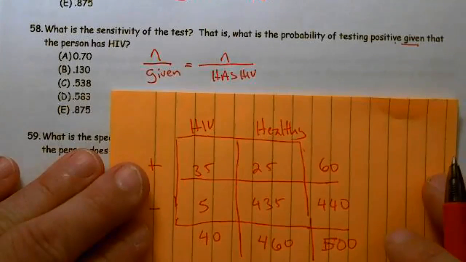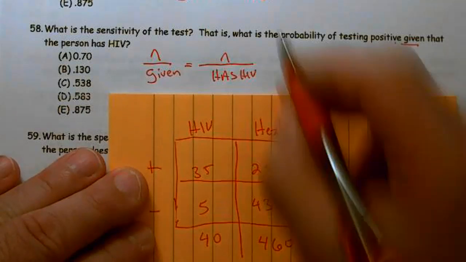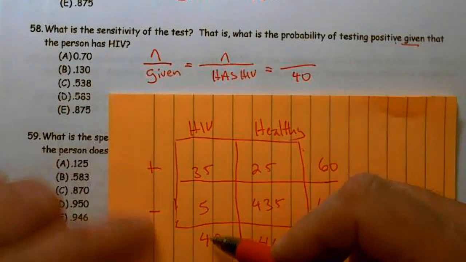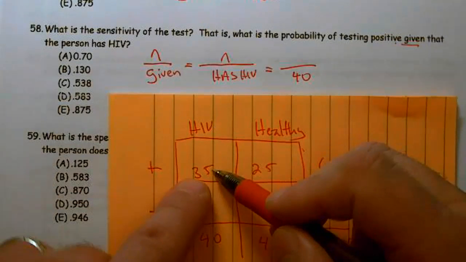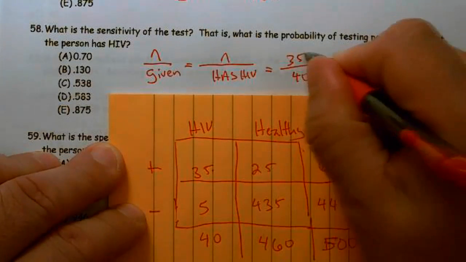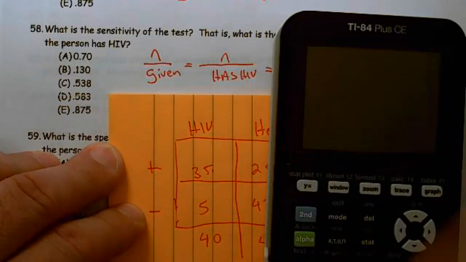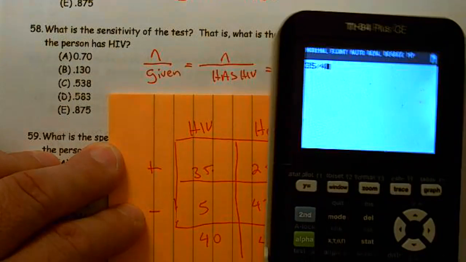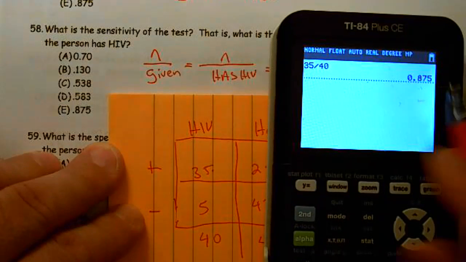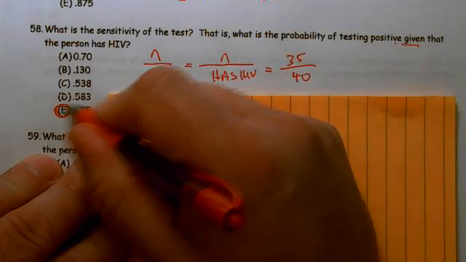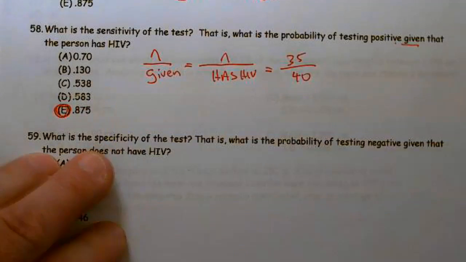Well, how many of them have HIV? In this case, 40. The intersection of testing positive and HIV is 35. So in this case, we're looking at 35 over 40. Is 0.875. So in this case, our answer is letter E, because that's 0.875.